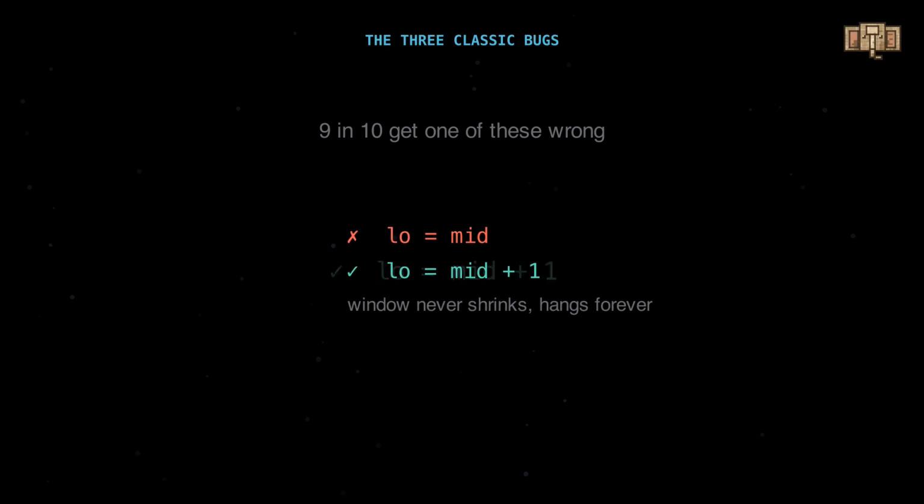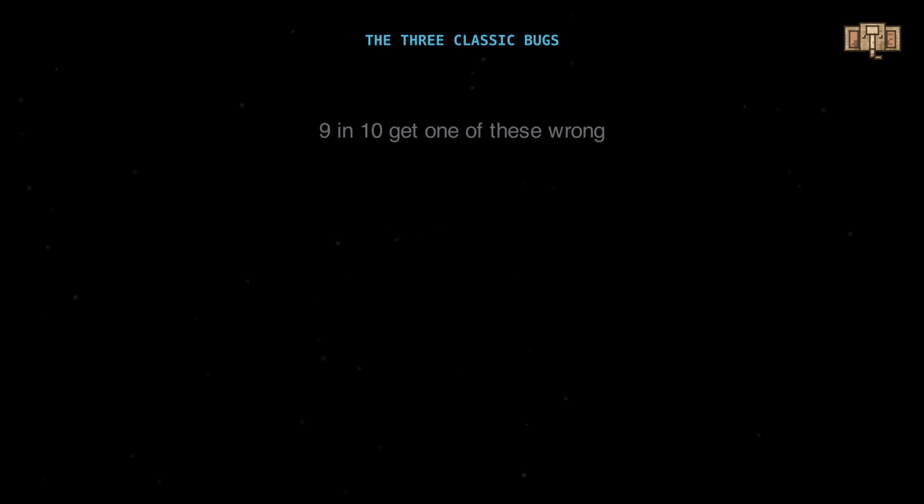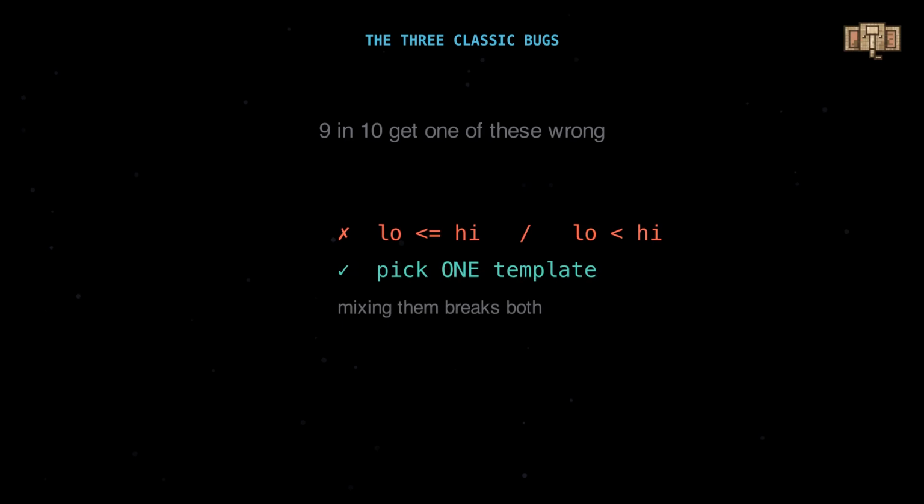Get that 1 backwards and the window stops shrinking so your program hangs forever. 3. The finish line. One version stops when the bounds cross, the other when they meet. Pick one and burn it into muscle memory because quietly mixing them breaks both.